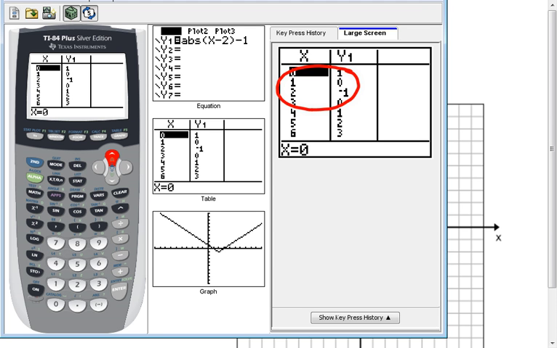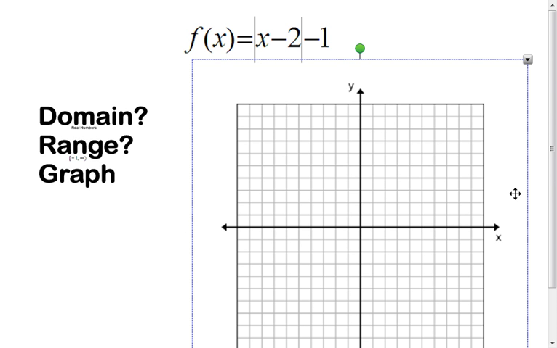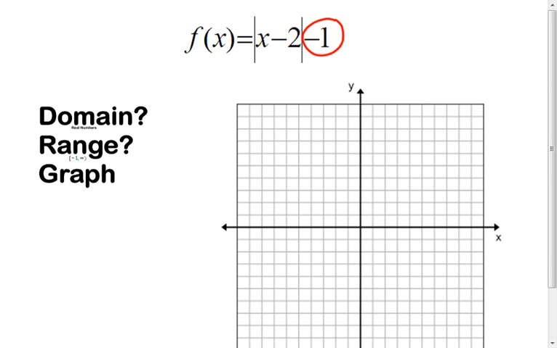Okay? So that is that, and you can use your table to plot those points and go from there. Okay? What I want you to notice is that this minus 1 on the end moved the basic absolute value function down 1. Okay?